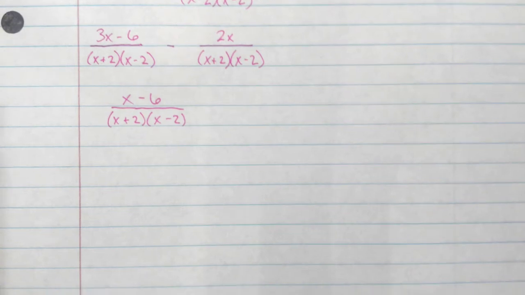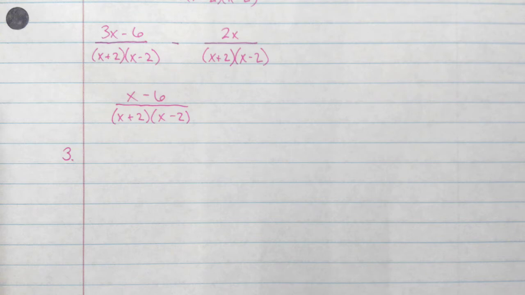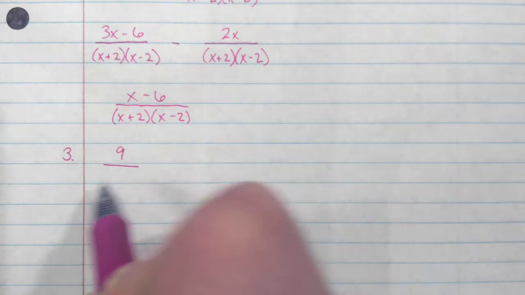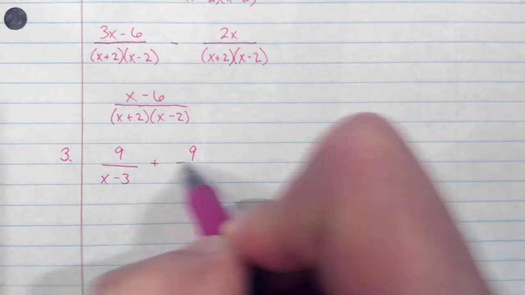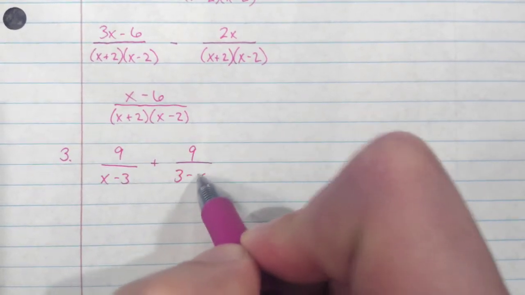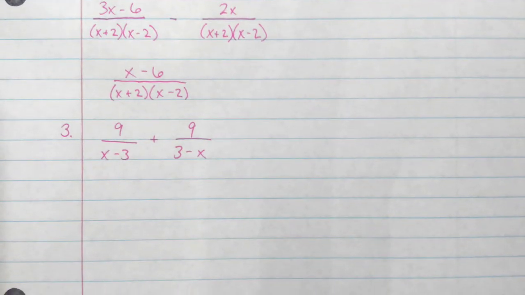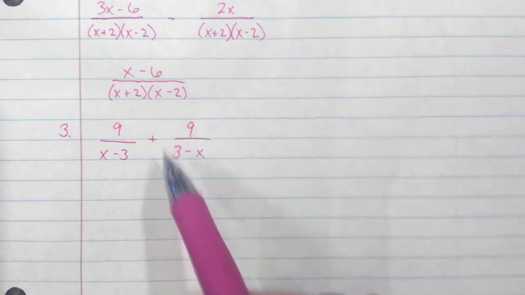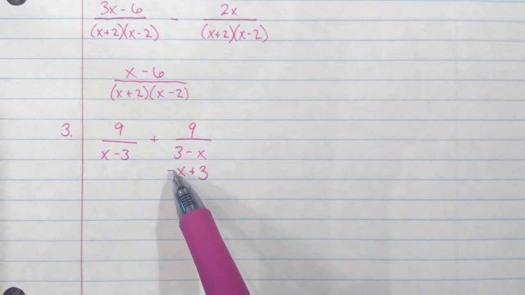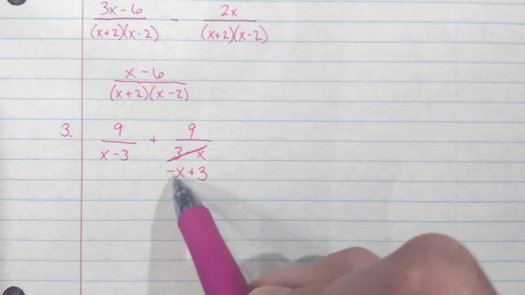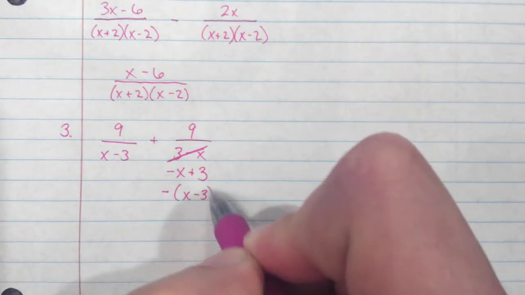Let's look at a third example. We're going to do 9 over x minus 3 plus 9 over 3 minus x. All right, so the first thing I notice on this problem is that second denominator is out of order. In the correct order, it would be negative x plus 3. And then you don't want your first term to be negative, so you'd factor that out, and it would be negative x minus 3.